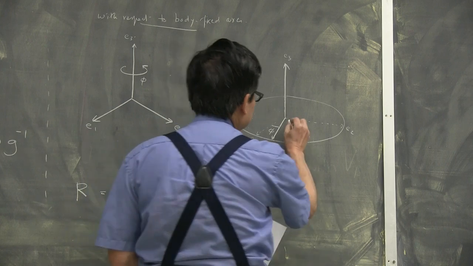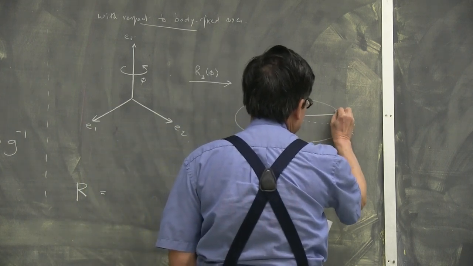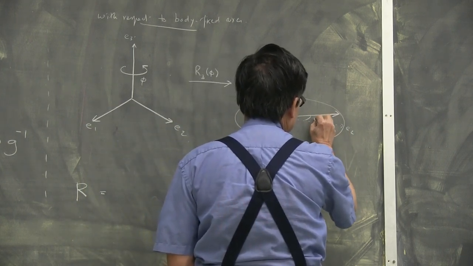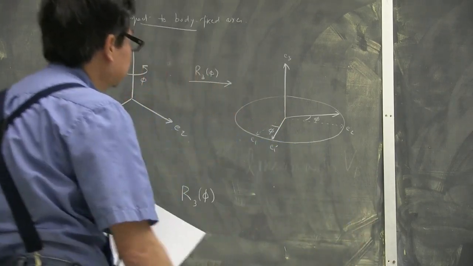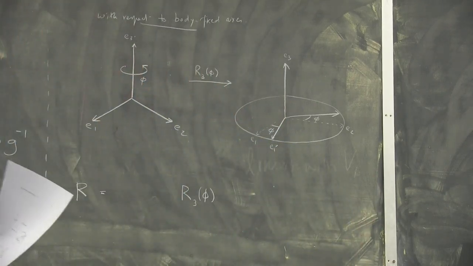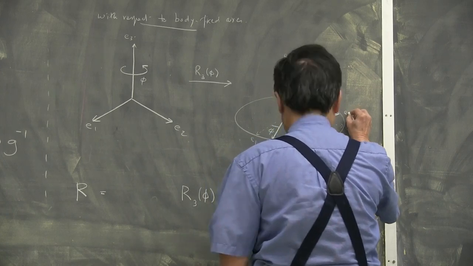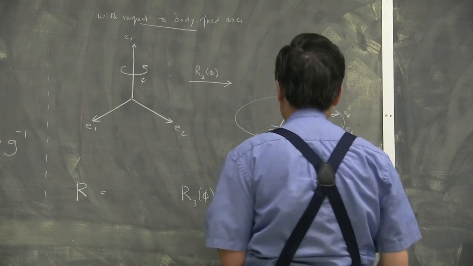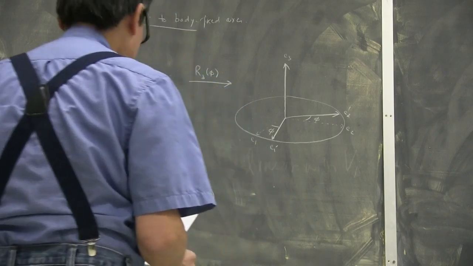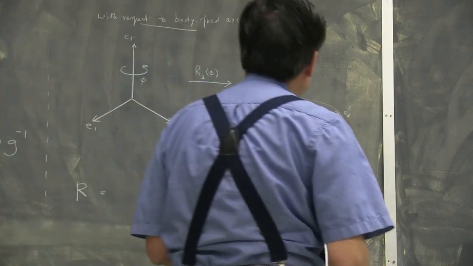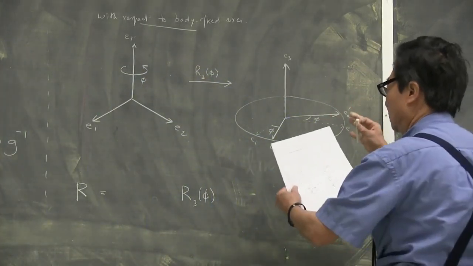Where's the new E2 going to be? Of course, it's going to be this one, displaced from the original E2 by the same angle phi also. So this is after the first step of rotation. Let me call this E2 prime. All right, now I've done one.